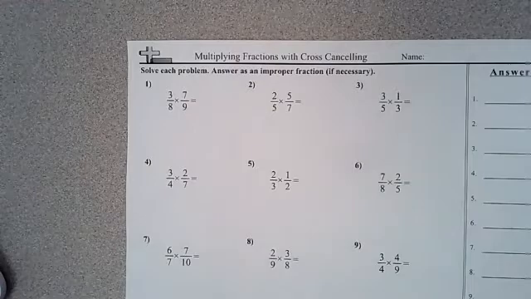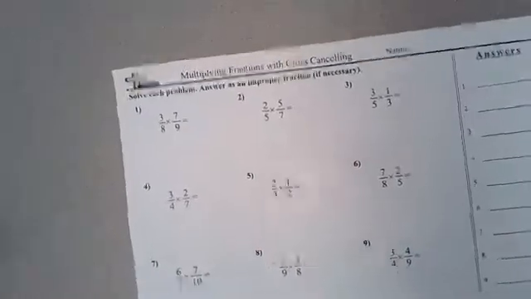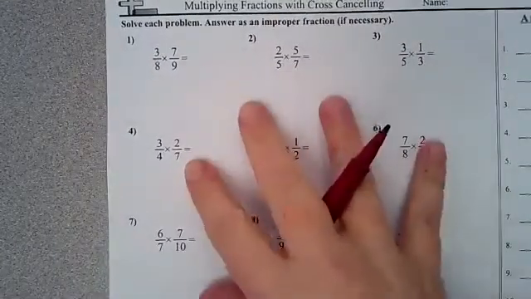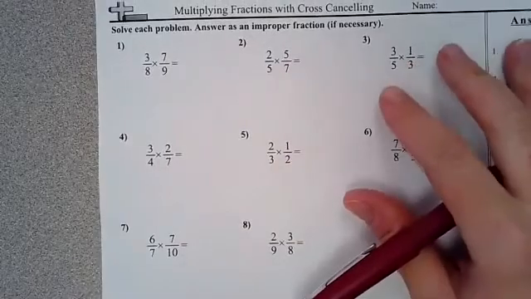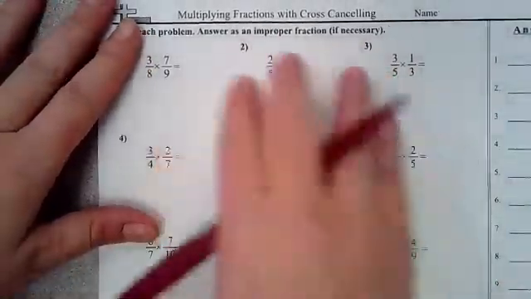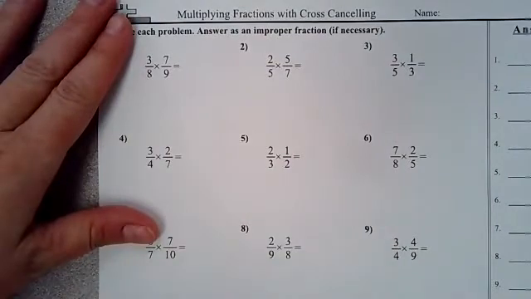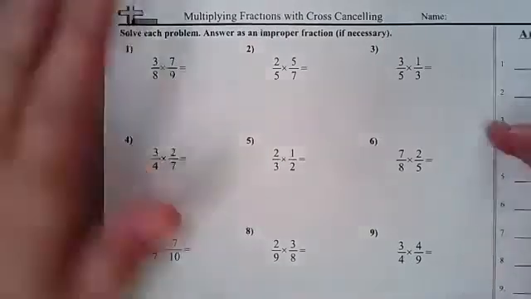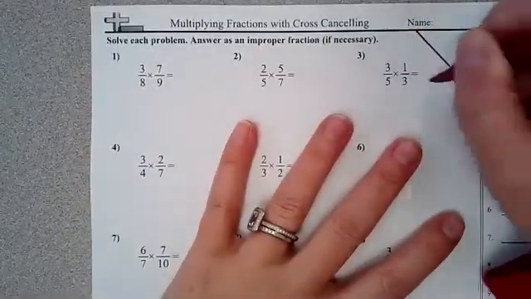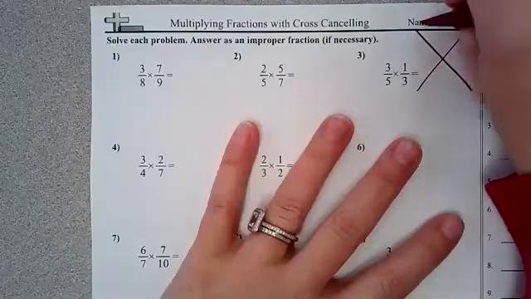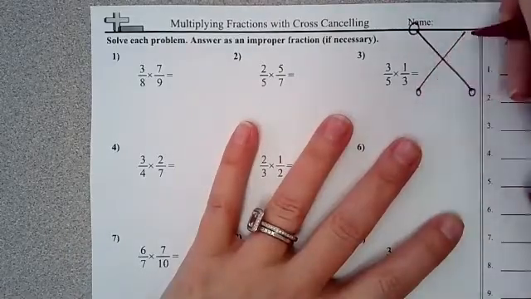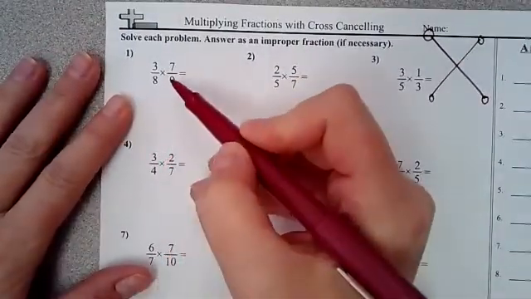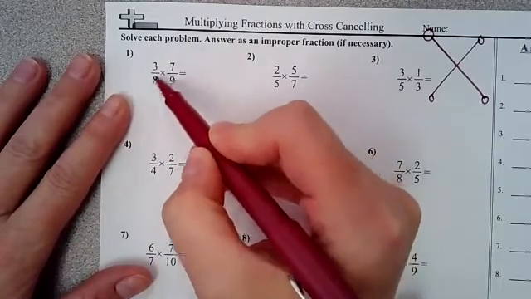Okay, so today we are going to be looking at how to cross cancel, okay? I'm going to start off with some simple ones and then move down to some more complicated ones. When you're cross canceling, you are actually going to be looking across the problem. So you're going to be looking at this number and this number and this number and this number. You're going to be looking at the 3 and the 9 and seeing if there's anything you can do to make them smaller, and at the 8 and the 7.